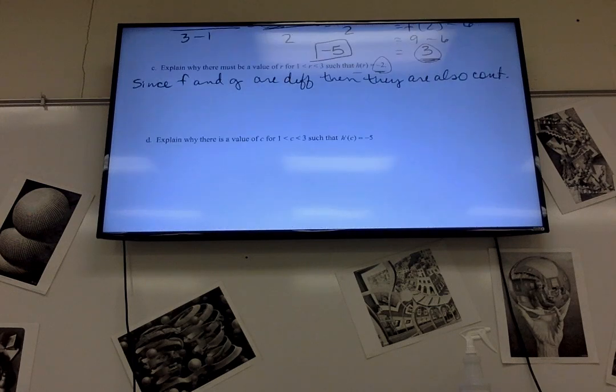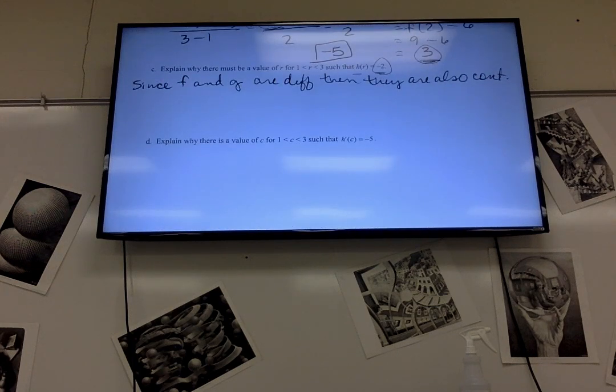How long have we been doing derivatives? That's the beginning of all time. Well, no, we did limits. And then the derivatives.